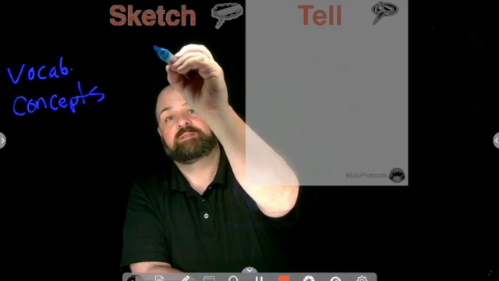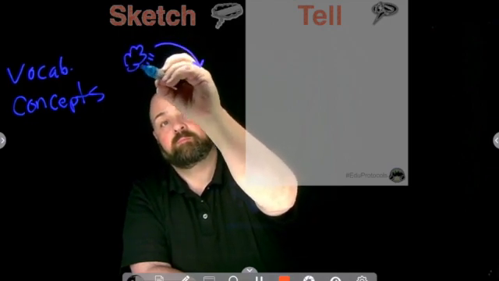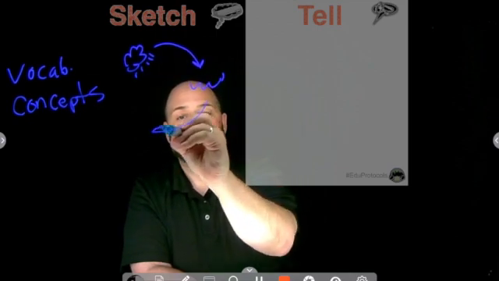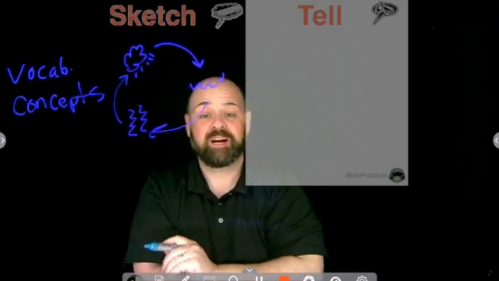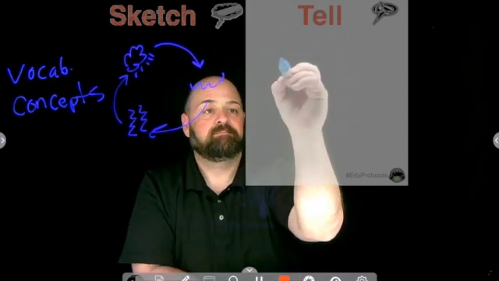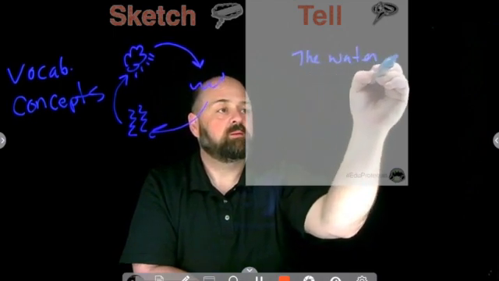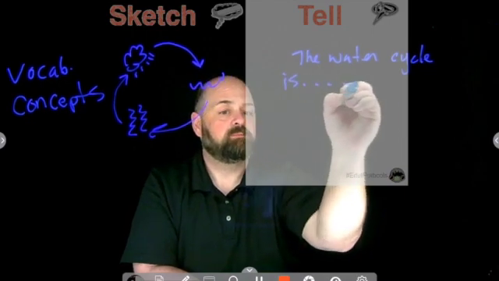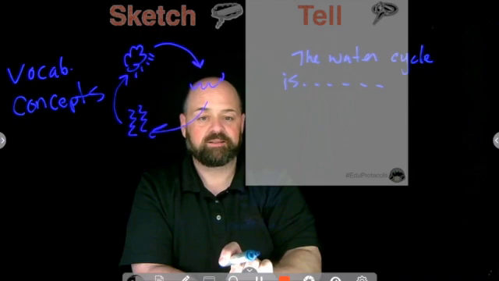So we could draw something like rain goes into the ocean, and then we have sublimation that makes the clouds. And then we could say like the water cycle is, and they could continue to talk about the actual cycle itself.